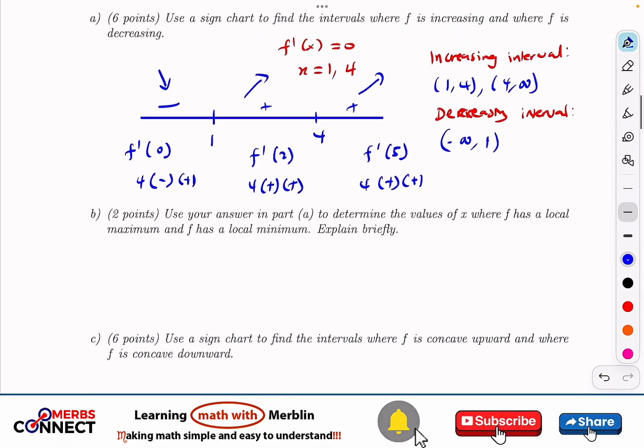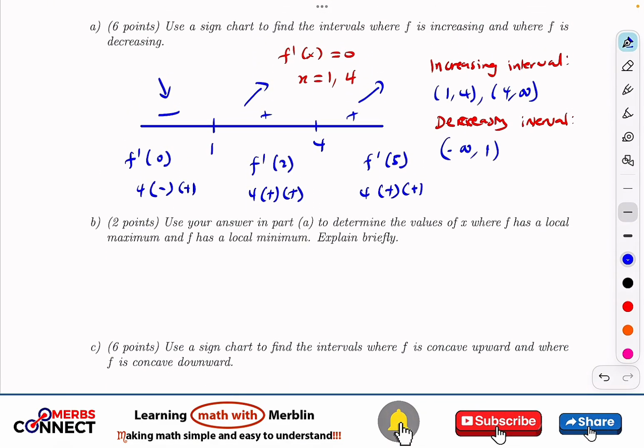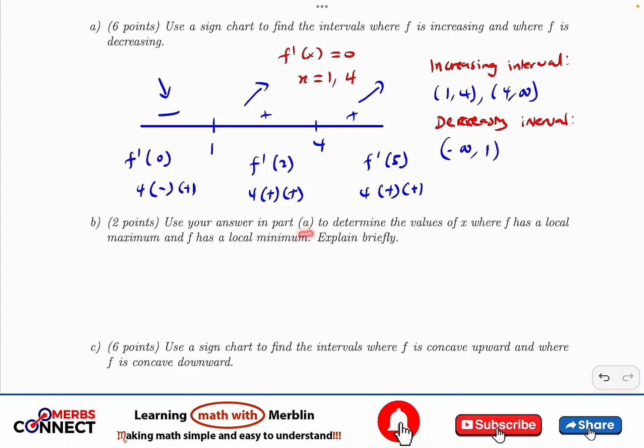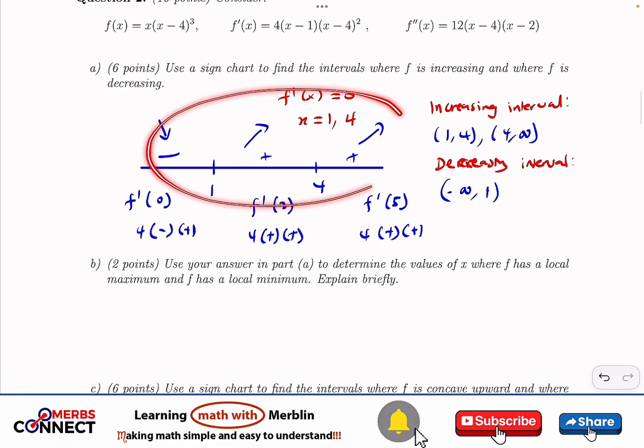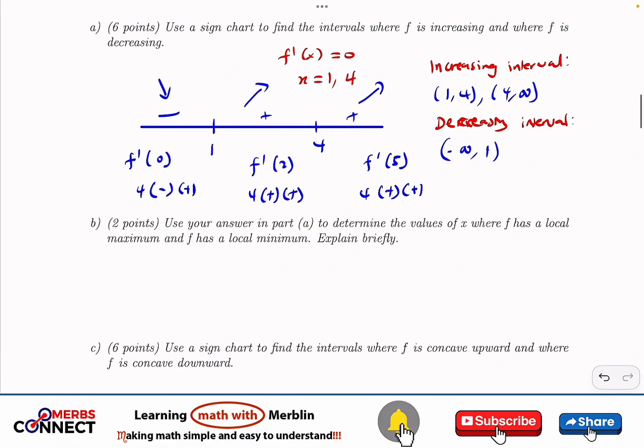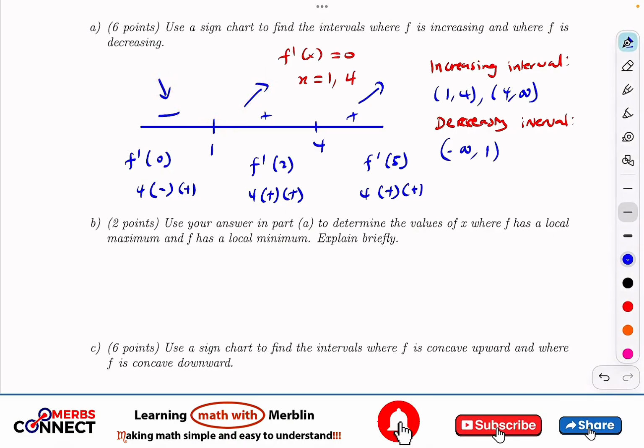Now let's look at question 2. Use your answer in part A to determine the value of x where f has a local maximum and minimum. Okay, so now we need to just use this sign chart to check for local maximum and minimum. So now we can see that we have something like this, right? Decreasing, increasing. So local minimum happens there.